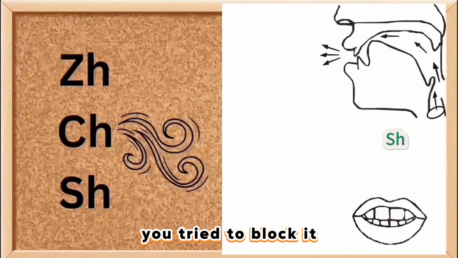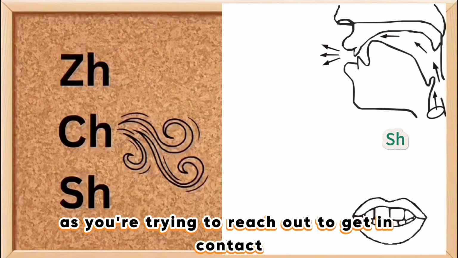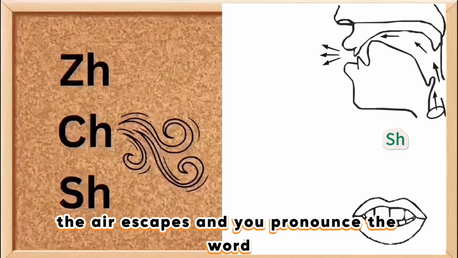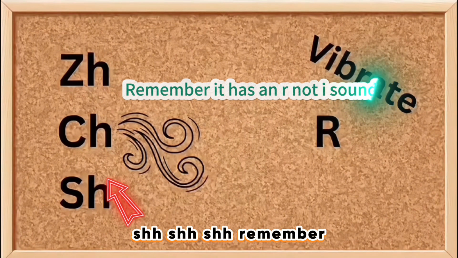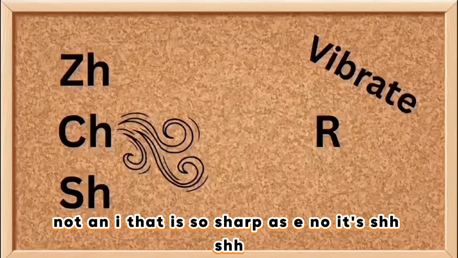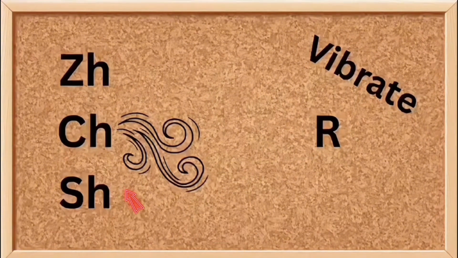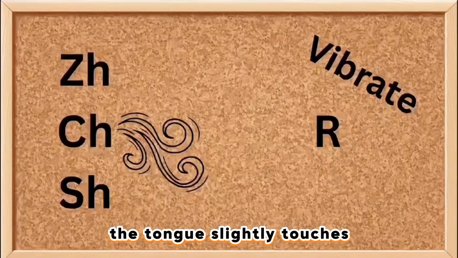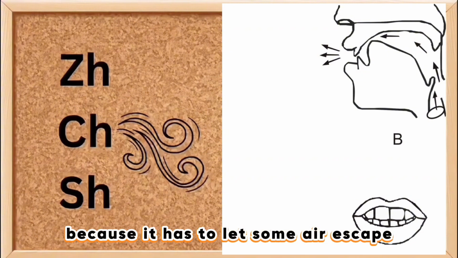You tried to block it, but it escaped. In other words, as you're trying to reach that part of the upper jaw, the air escapes and you pronounce the sound sh. Remember, it's a silent R at the end, not an I that is so sharp as E. No, it's sh. Beautiful. The tongue slightly touches, but not too much, because it has to let some air escape.